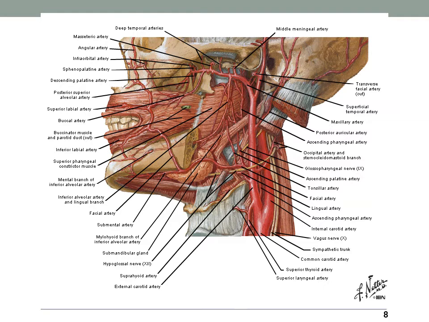The facial vein, although it's not in this picture, receives tributaries that correspond to all the branches of the facial artery. There's one thing that is clinically interesting. The angular vein will have communications with the ophthalmic veins, which are clinically important.